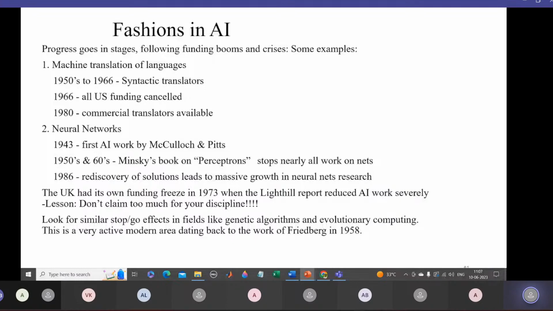Next, regarding neural networks, we have from 1943 the first AI work, and in the 50s to 60s we have perceptrons. They stopped nearly all work on it, and then in 86 the rediscovery of the solution. Only then do we have massive growth in neural net research. The funding freeze of the UK is in 1973, and the modern era dates from the work of Friedberg in 1958.